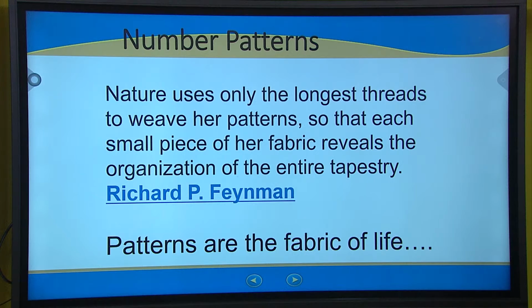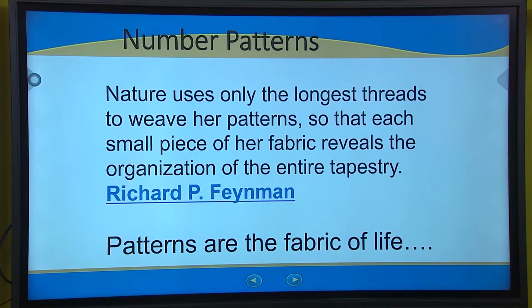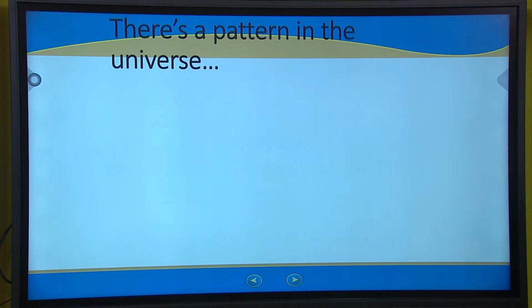What does that mean? It means if I understand the basic building block, the smallest piece of it, then I can understand the whole system. And that is very much the case with patterns. And for me, patterns are the fabric of life. Let's look at where we see patterns.